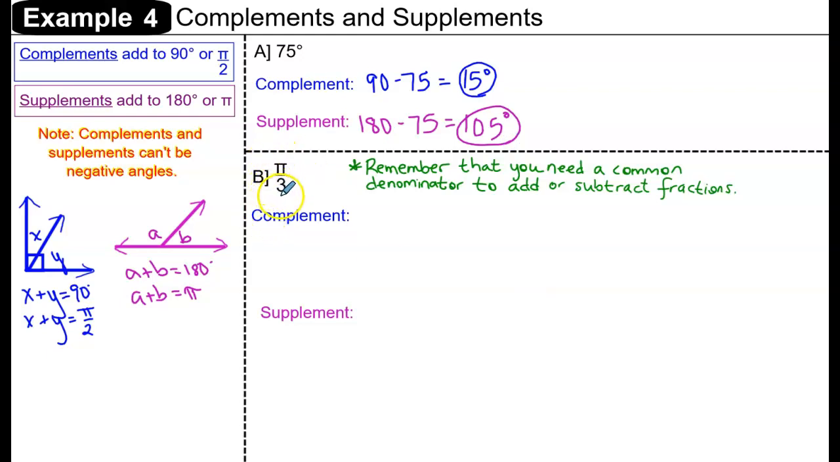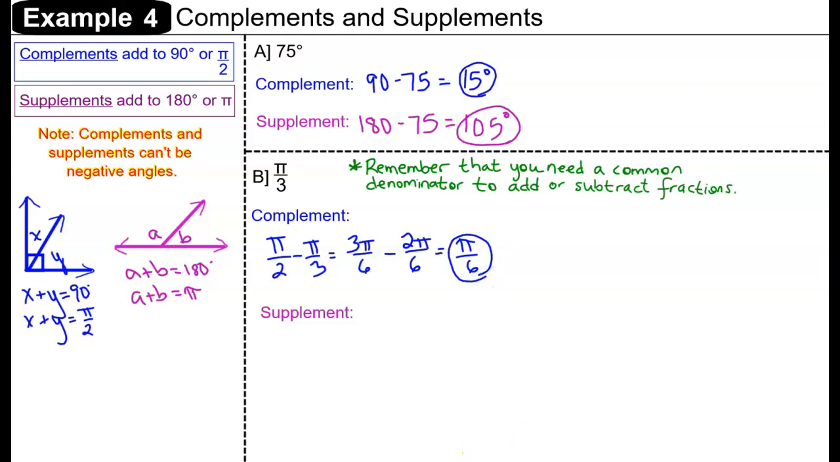If I want to find the complement of pi over 3, remembering that two angles that are complements add up to pi over 2, then I would start with pi over 2 and subtract pi over 3. To subtract fractions, we need a common denominator, so I'll make my common denominator a 6, and then 3 pi over 6 minus 2 pi over 6 would give me a complement of pi over 6.